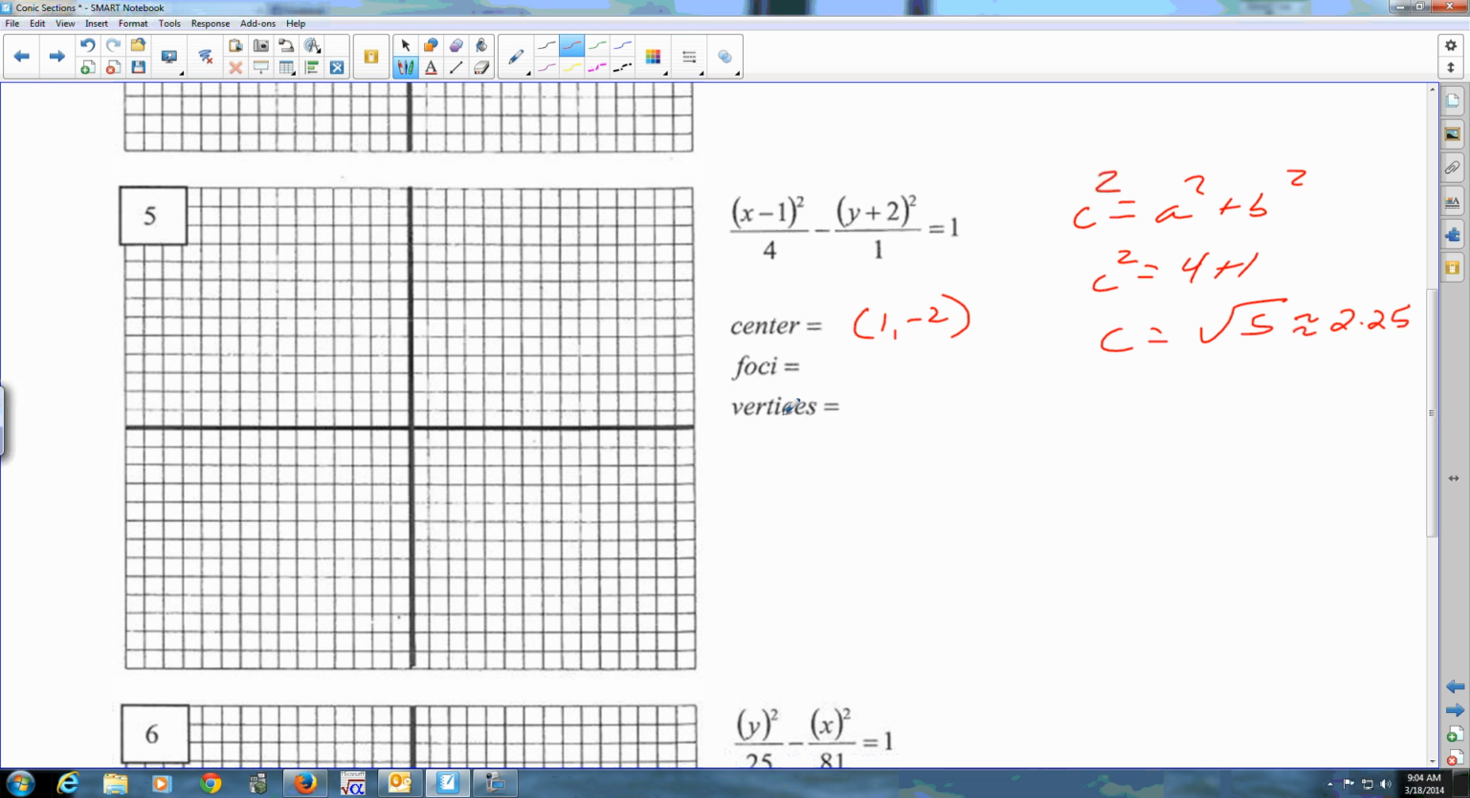Now to find these, let me draw it out. The center is (1, -2), so there's the center. You're going to go 2 units in the x, 2 units back in the x, 1 unit in the y, 1 unit in the y. This forms a box, and the diagonals of this box are your asymptotes.